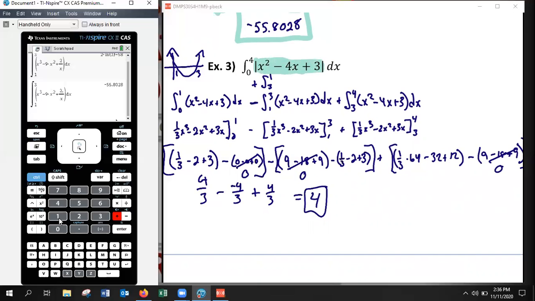Well, how do we know the pieces? This part of the graph is above the x-axis. This part of the graph is below the x-axis. So we have to break it up into 3 regions. With our 3 regions, we have the first region from 0 to 1.